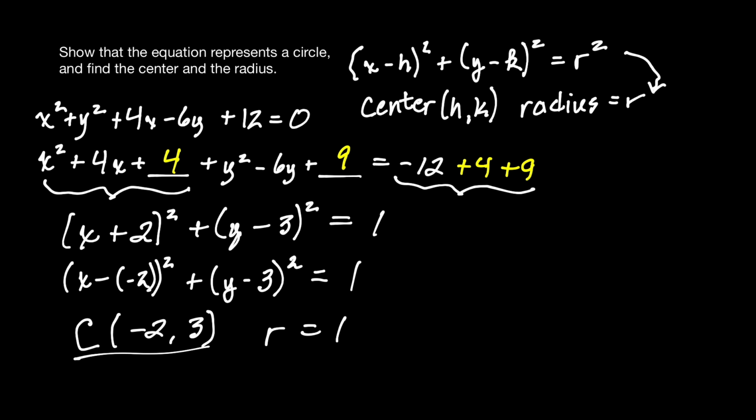So now I've shown that this is a circle by being able to write it in this form, right? This form to match this form of a circle that we know, so that we could find the center and the radius. So hopefully you got some value out of that.